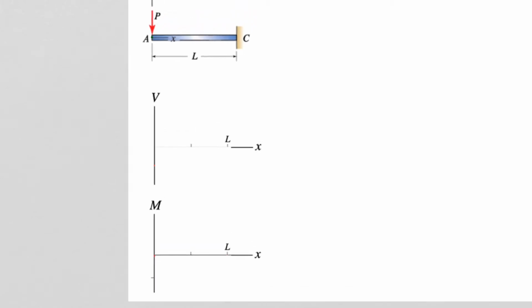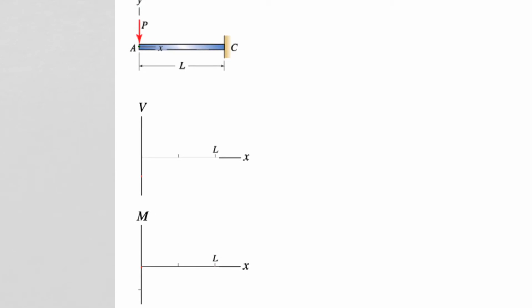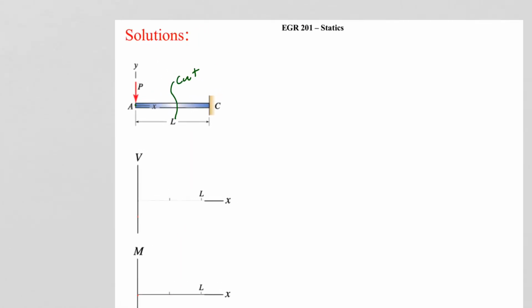The first step in solving this problem is to create a cut. So I'm going to cut somewhere between A and C. So this is my cut 1. And that is, of course, between 0 and L. I can go all the way up to that point. Next, we have to draw the free body diagram.